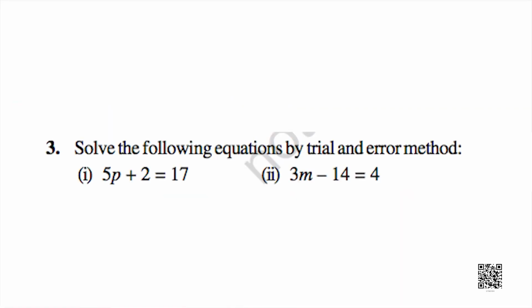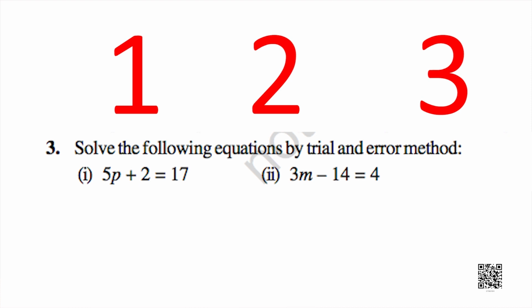Solve the equation by trial and error method. The first one is 5p plus 2 is equal to 17. Students, try to find out the solution for this equation. First, we will take p is equal to 1 and we will check 5p plus 2 is equal to 17 by taking 1 as the solution. That is, 5 into 1 plus 2 is equal to 17, which is not correct. Therefore, p is equal to 1 is not the solution. Then we will put p is equal to 2, p is equal to 3, and so on.